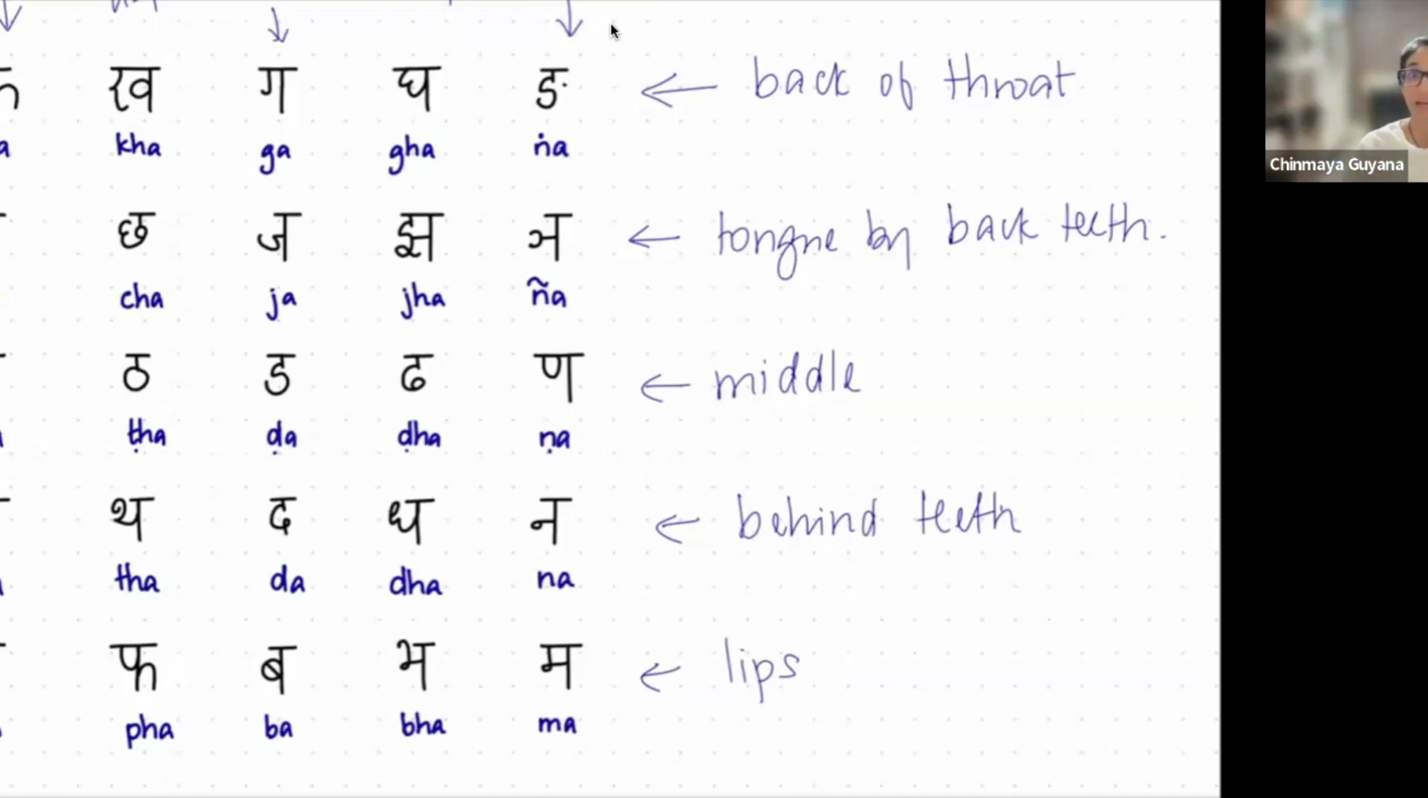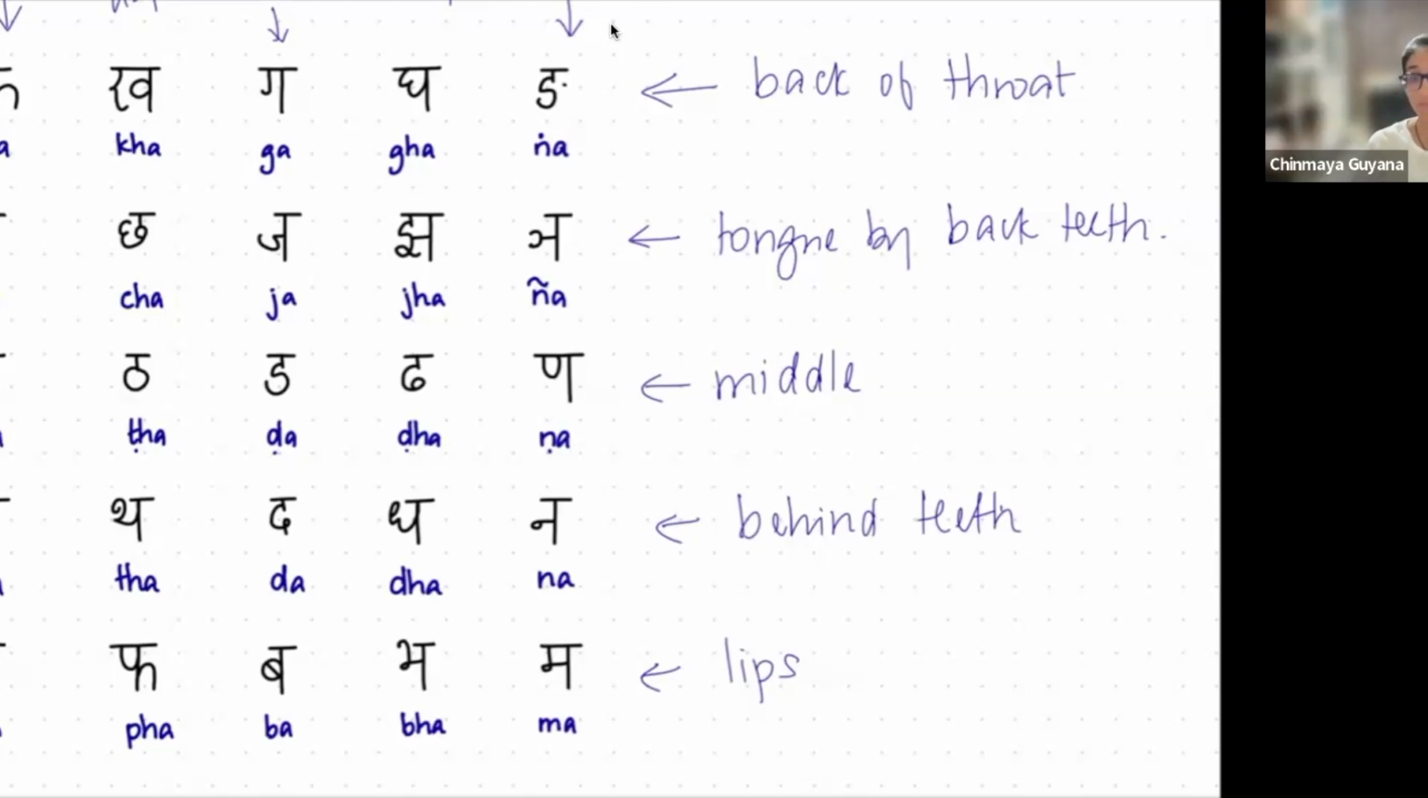Okay, 1, 2, 3. Ga, ka, ga, ka, nga. Ja, cha, ja, cha, nya. Da, ta, da, da, na. Da, tha, da, dha, na. Ba, pa, ba, pa, ma. Ya, ra, la, va, sha, sha, sa, ha. That's how the song goes.